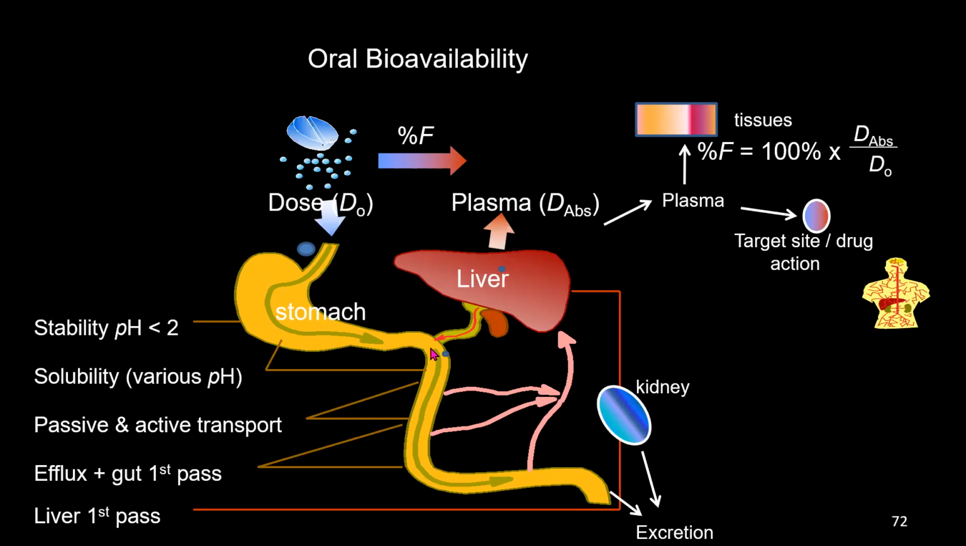Now, as the drug travels down, the pH will slowly increase. The duodenum, then it goes through the small intestine, then to the colon, the large intestine, and so on. The pH keeps increasing from almost 2 right up to 6 or 7, so it's becoming more neutral. So the drug has to be stable at all these pH conditions, and soluble at all these pH conditions.